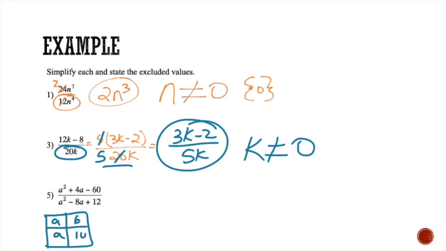6 and 10, which of those has to be negative so we can get a positive 4? Negative 6. Okay, so here we go. I'm going to have a minus 6 and a plus 10. That is now being multiplied, so I may be able to cancel something on the bottom with it. So let's do another box method.